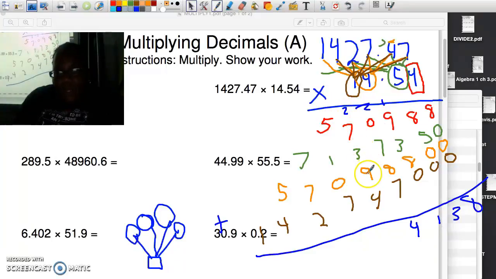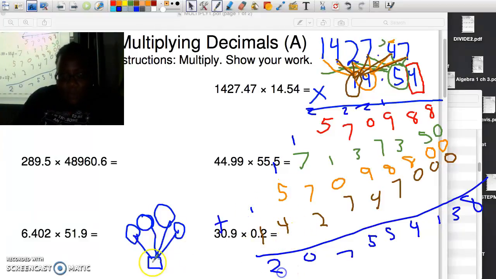And then I have 7, 8, 9, 10, 11, 12, 13, 14, 15, 16, 17, 18, 19, 20, 21, 22, 23, 24, 25. I got a 25 right here. I hope I'm doing this right. 5, 6, 7, 8, 9, 10, 11, 12, 13, 14, 15. 14, 15, 16, 17. 6, 7, 8, 9, 10, and a 2.